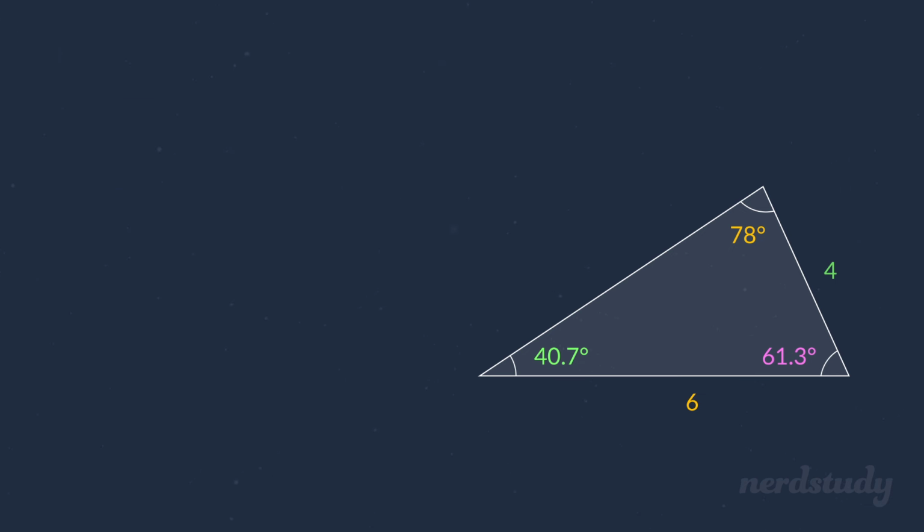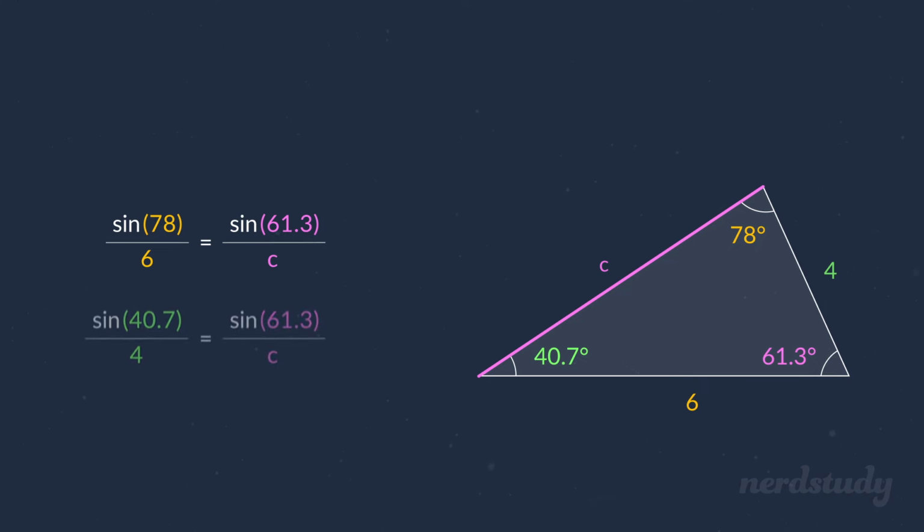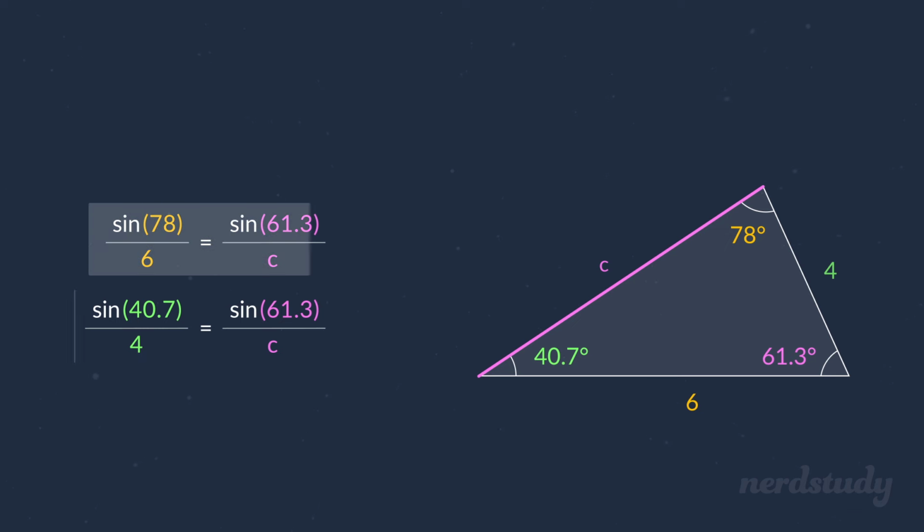Great. Okay, and let's say the question decided to ask us one last thing, which was to find the length of this last side of the triangle, labeling it c. Should we do sine of 78 over 6 equals sine of 61.3 over c? Or should we do sine of 40.7 over 4 equals sine of 61.3 over c? Well, the answer to this is that you can use either of them. Just pick one and solve for it.